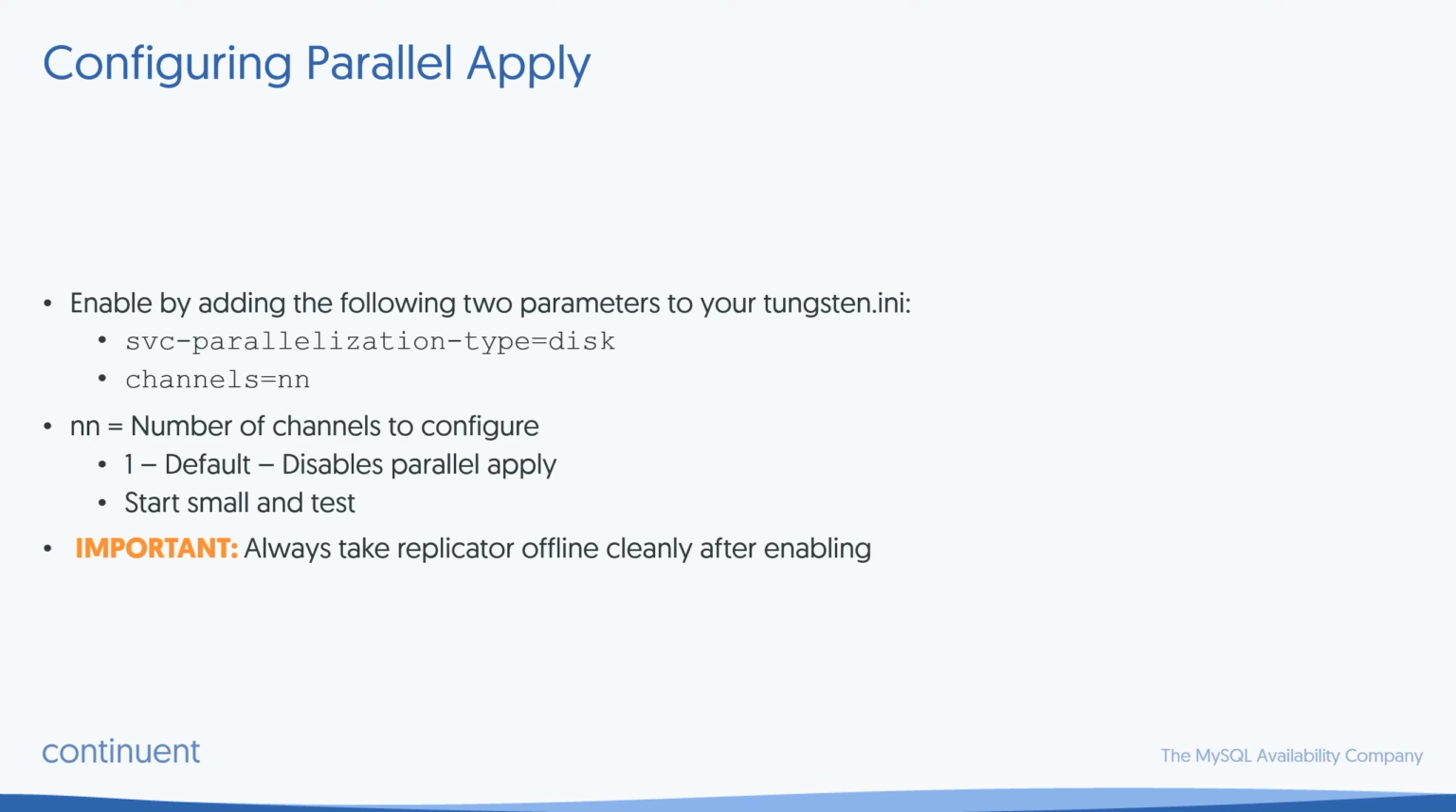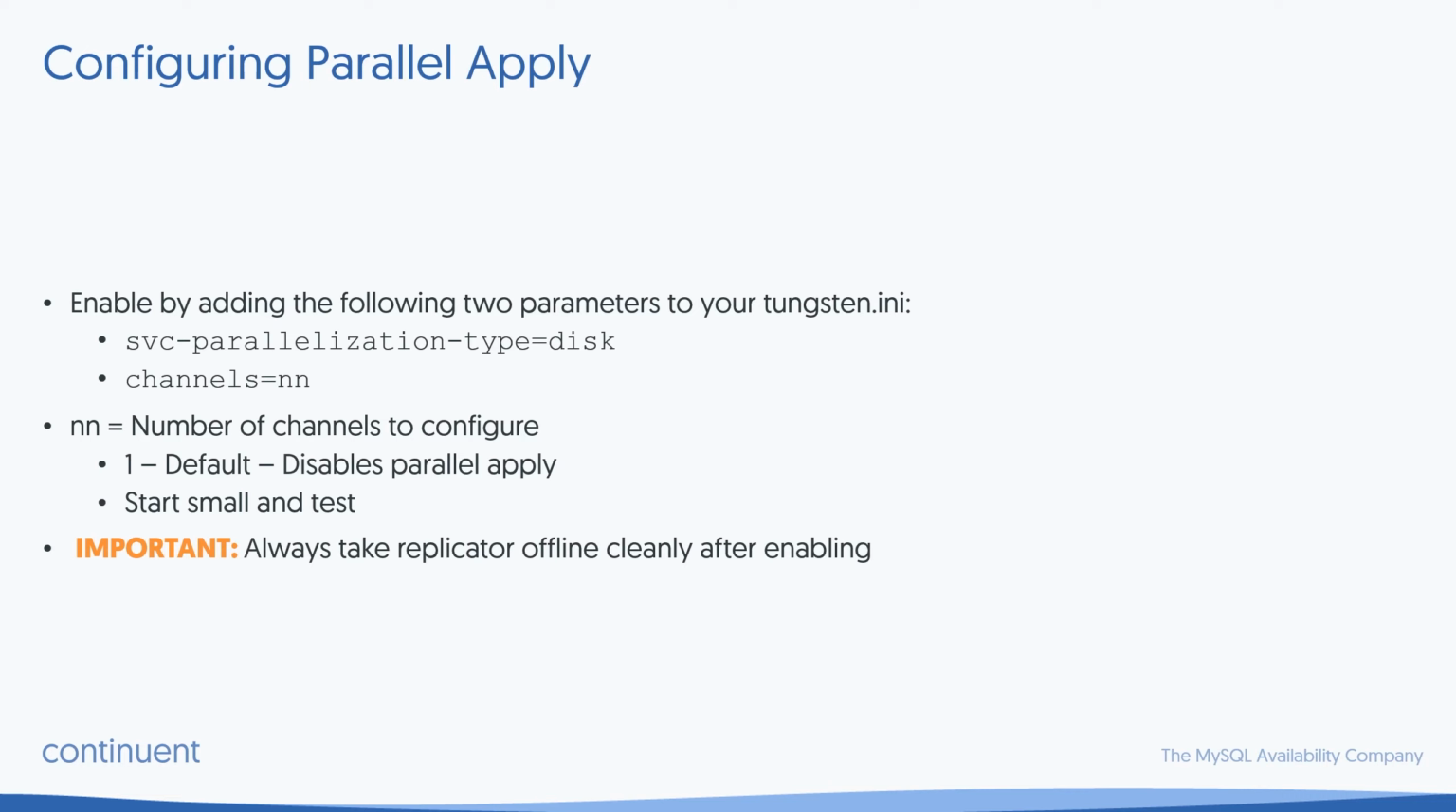So how do you configure parallel apply? Firstly, you enable it by adding the following 2 parameters to your INI file. That's svc-parallelization-type equals disk, and then you set the value of channels to a number. In this example, nn is the integer value you set it to, which is the number of channels that you want to configure. If you leave that value at 1, that is the default, and that effectively disables parallel apply.